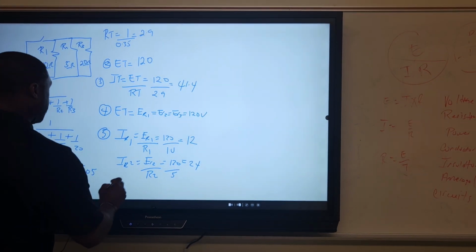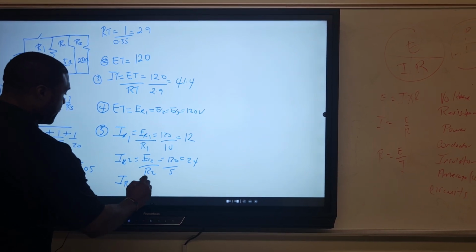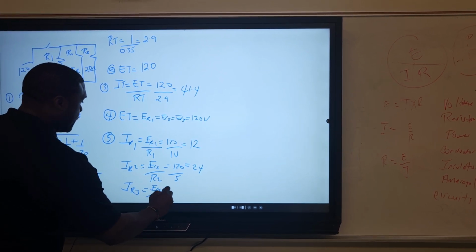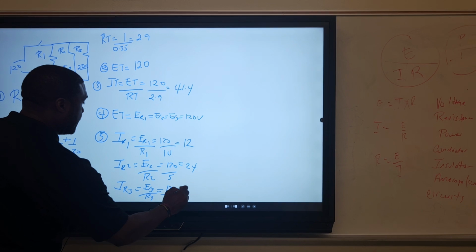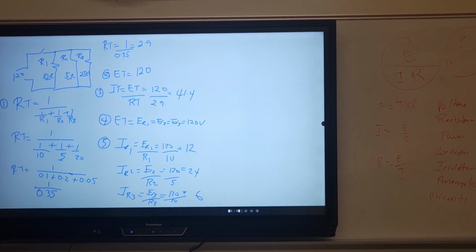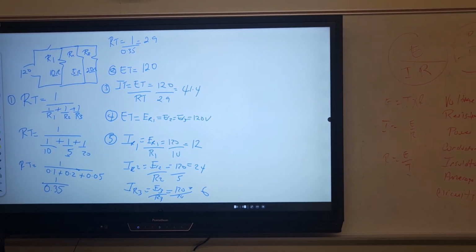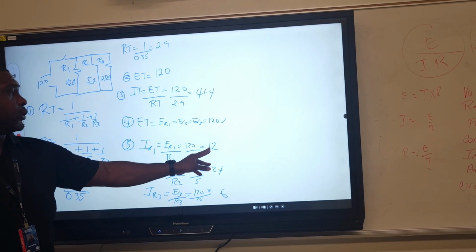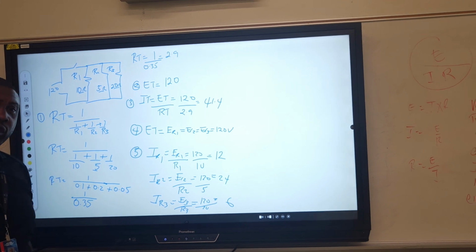And the last one is IR3, which is the current going through R3, is E3 divided by R3, and that's 120 divided by 20, and that's equal to 6. All right, my total current, according to you guys, was 41.4. If I add 12 plus 24, that's 36, plus 6, that's 42, so it's close enough to 41.4. That's known as Kirchhoff's current law.